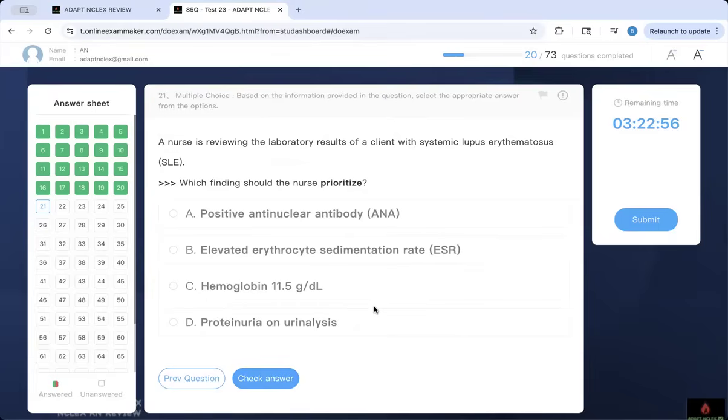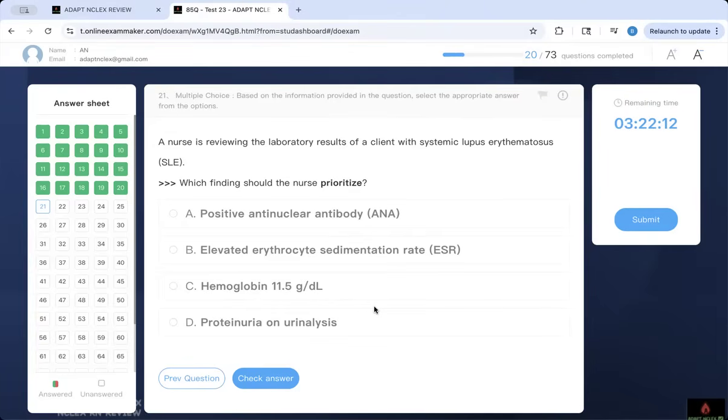And next is reviewing laboratory results for a client with systemic lupus erythematosus, SLE. Which findings should the nurse prioritize? Important, NCLEX prioritization. This may be risk reduction, at the same time, prioritization. Positive anti-nuclear antibody. When you see it, should you worry that is the most important thing for SLE? Elevated erythrocyte sedimentation rate, ESR. Should you worry that is part of the issue? You should worry about it if you see an SLE patient. Hemoglobin of 11.5. Should you worry about it in an SLE patient? Or proteinuria on urinalysis? Pick your answer. Let me know.